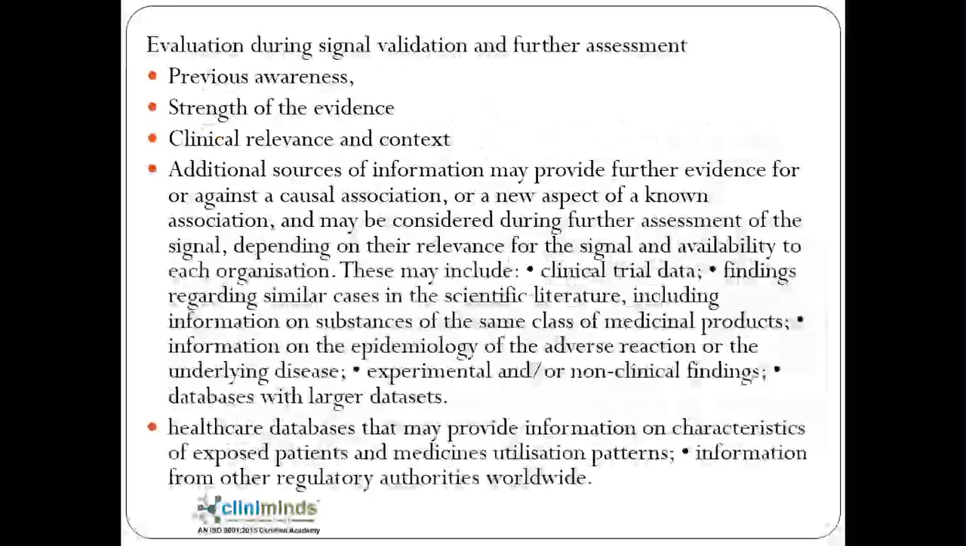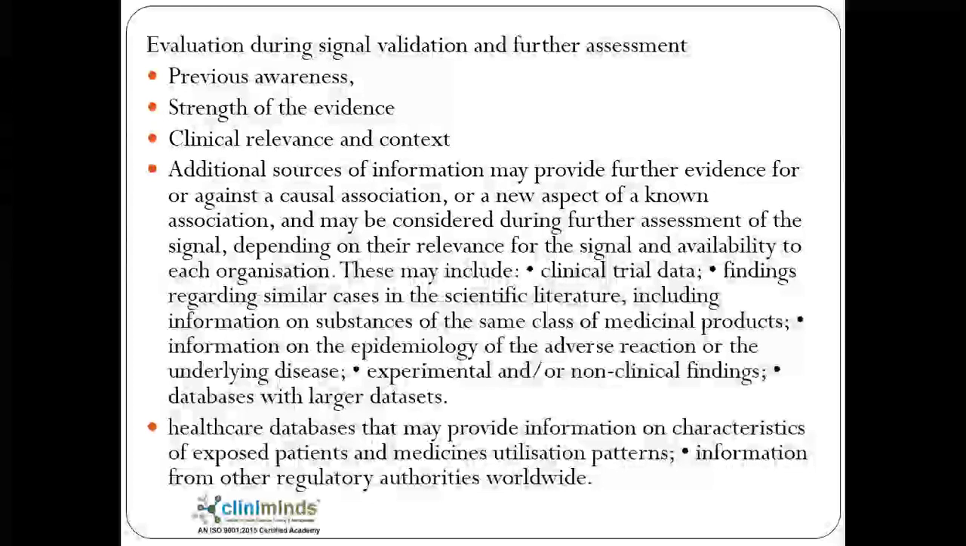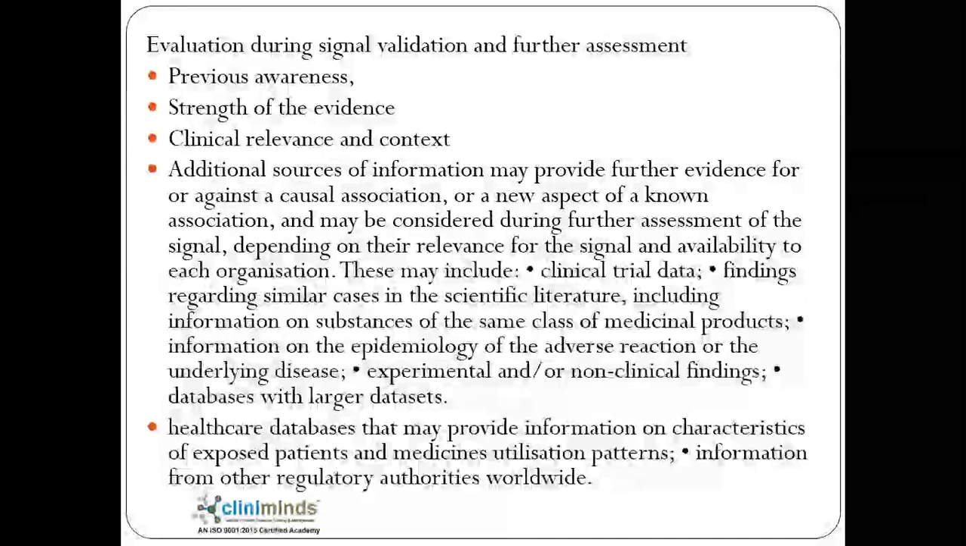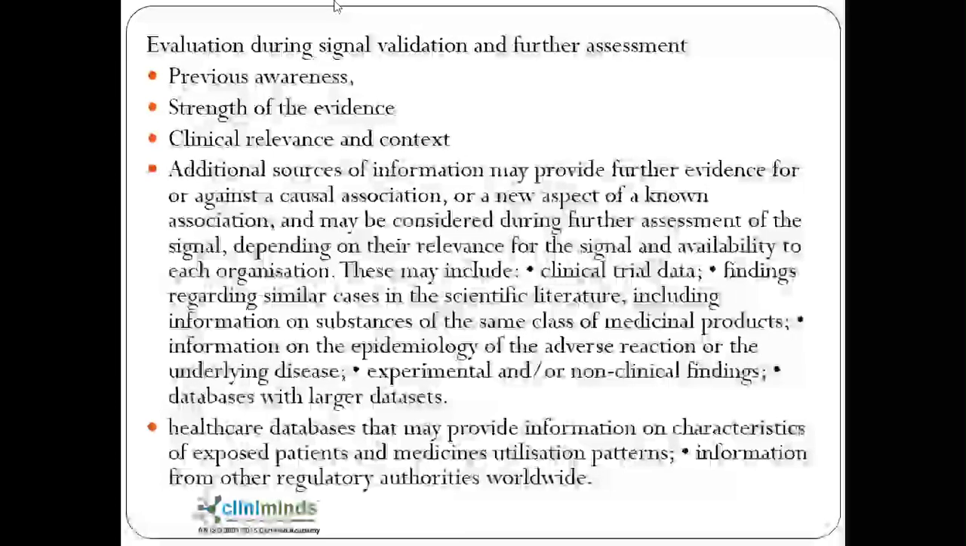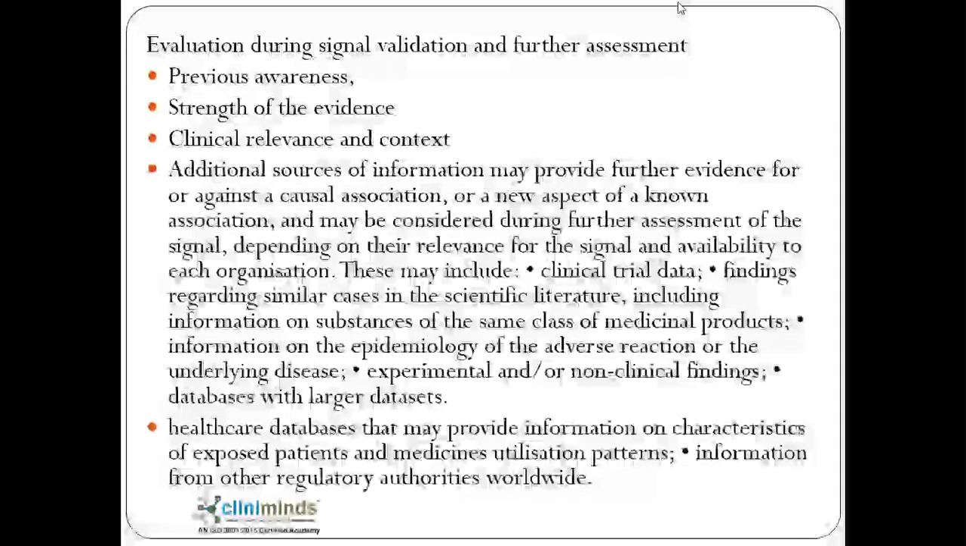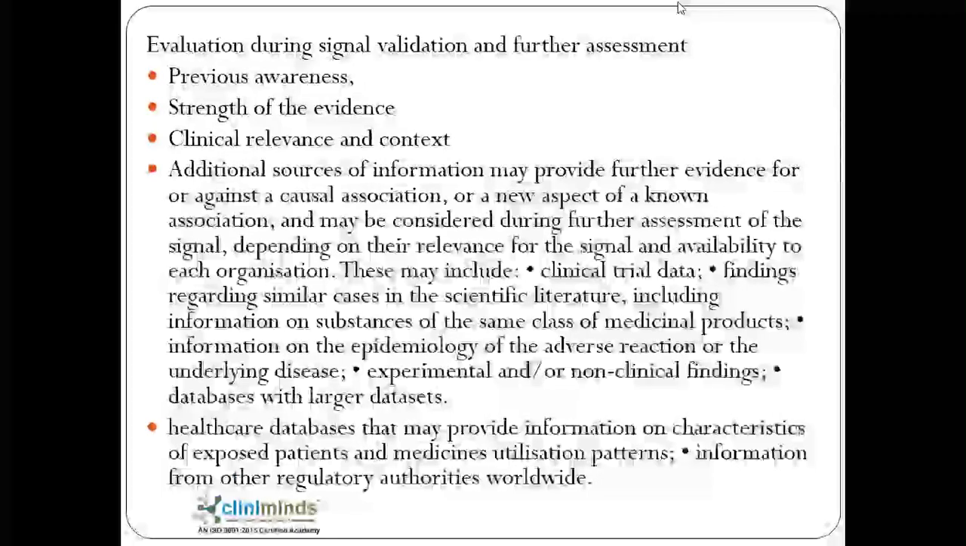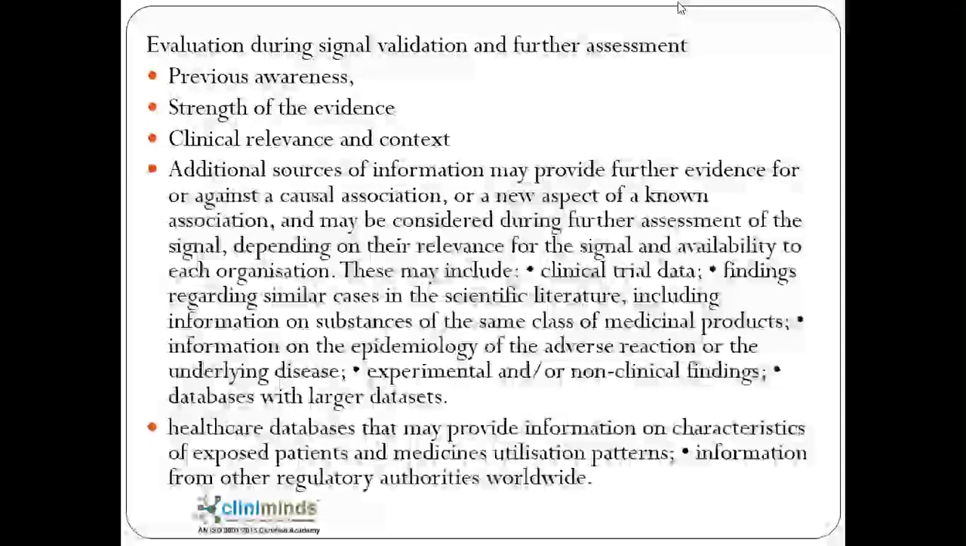When we evaluate a signal, what are the points which should be considered? The first thing is previous awareness. Did we have any idea about this particular adverse event? Was it evaluated before, or is this the first time it is being evaluated? This is the first thing that needs to be searched: is there any existing data? Is there any previous awareness of that particular event? Then the second part after that comes the strength of evidence.